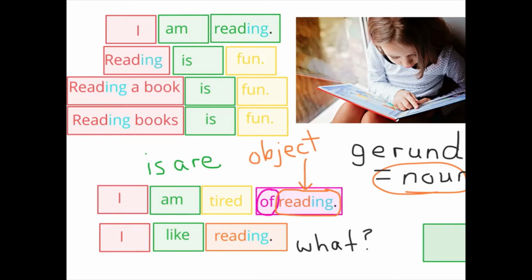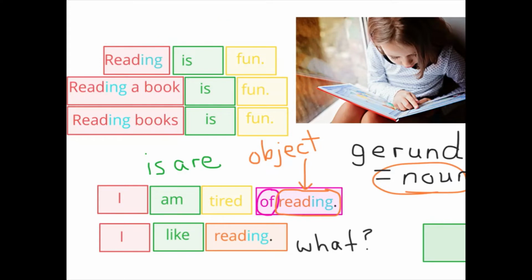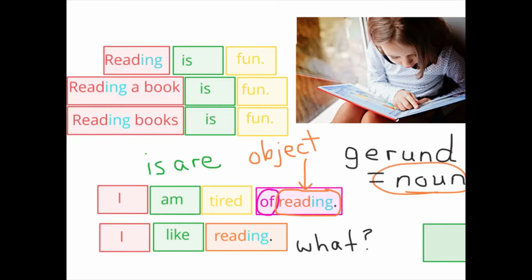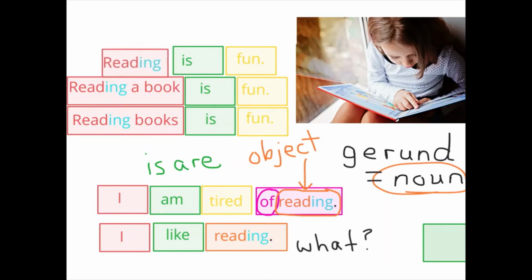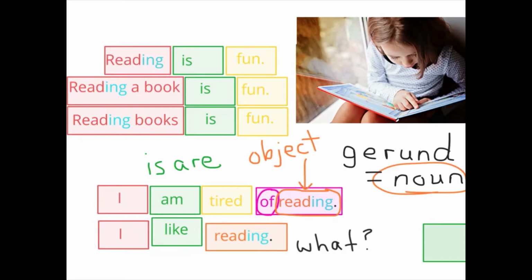So in these sentences, well, if I get rid of this one at the top here, all of these sentences are using the word reading in the gerund form, which means we have turned the verb read into a noun, the act of reading. And we can use it as a subject, like reading is fun, or as an object, like I like reading.